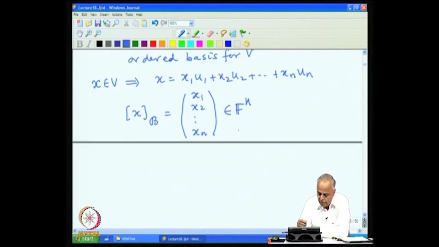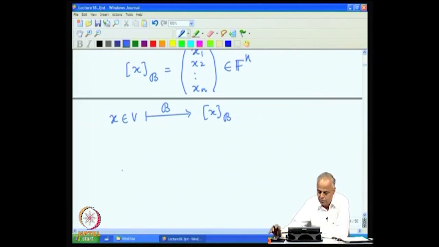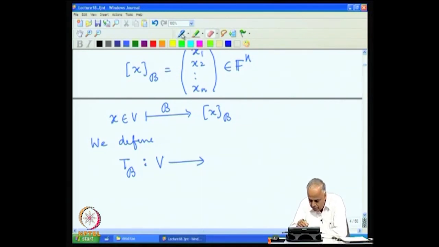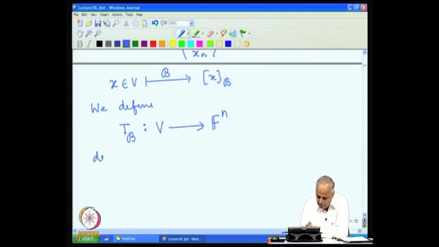So, therefore, every vector x in V, starting from this, we can convert using the ordered basis B to a vector x_B. Now, we consider this transformation. So, we define T, it comes out because of the basis B, so we will call it T_B, a transformation from V to W, in this case Fn. So, V to Fn defined as T_B of x is x_B.